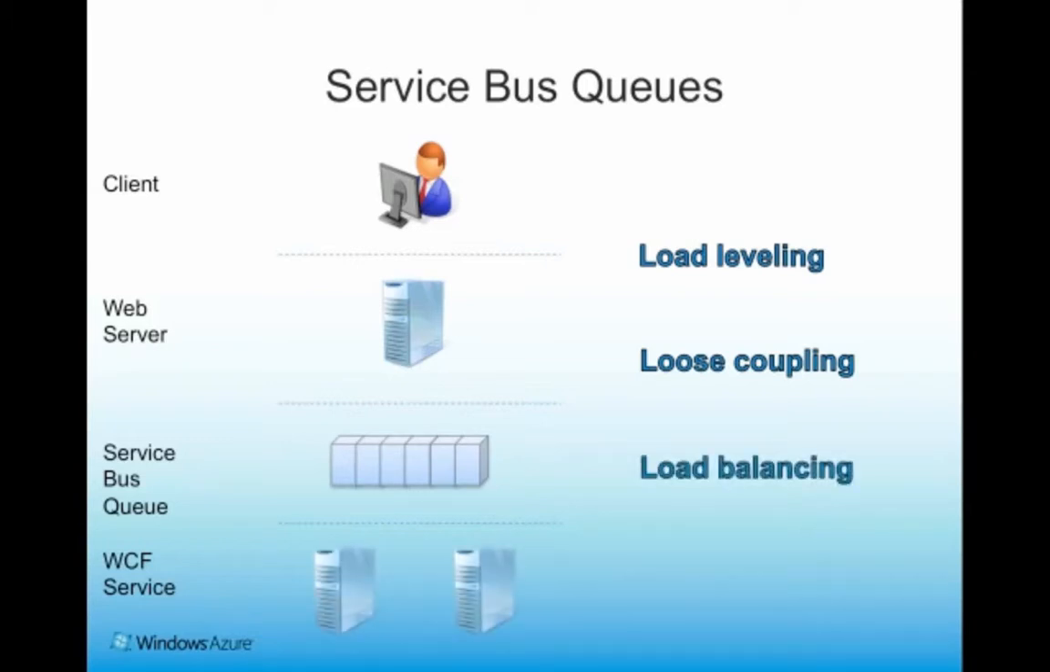Finally, load balancing. With queues, consumers pull data from the queue, unlike HTTP load balancing, where messages are pushed to the consumer. If you set up multiple consumers for a queue, the effect is a natural load balancing where each consumer processes messages as fast as it can.